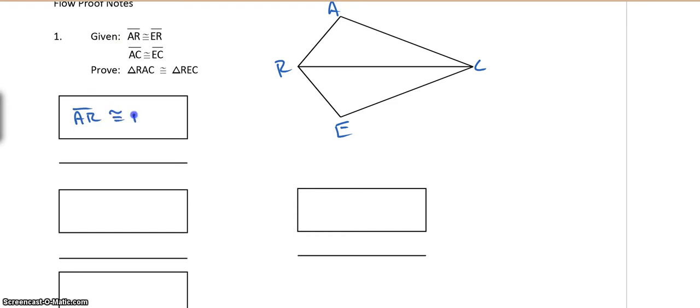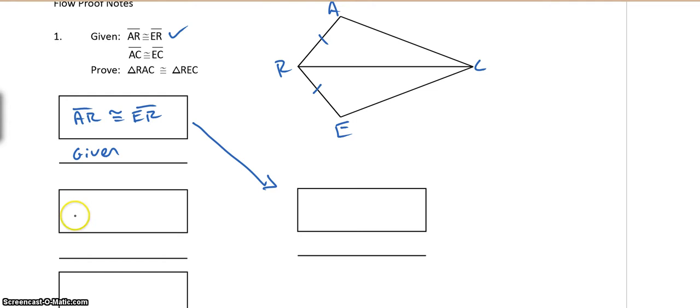So AR is congruent to ER as my first given, and the reason goes under the box, which in this case would be given. We've proved something congruent, so mark it up, check it off. No different than what we've done in the past. Now, this information is going to another piece of information, so I'm going to draw an arrow there, but I'll explain what that means in a little bit.